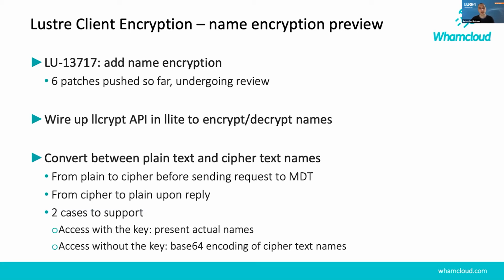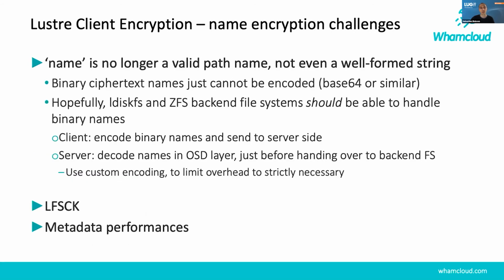We have 2 cases to support. Obviously, with the encryption key, we need to present plain text names. But without the encryption key, we need to present base 64 encoded names so that they can still be handled by applications. There are a number of challenges that come with name encryption. The most obvious one is that names are no longer valid path names, not even well-formed strings.